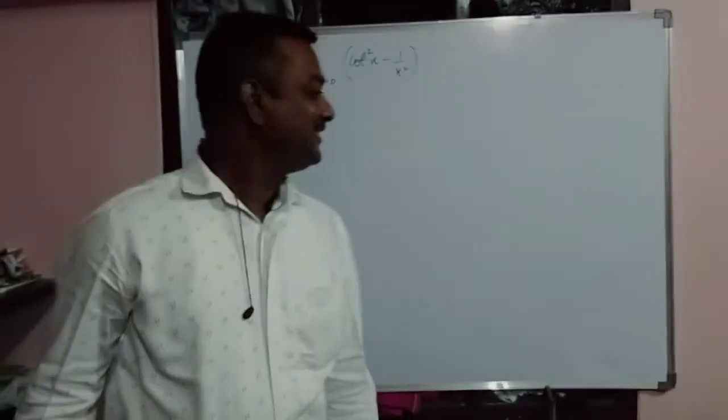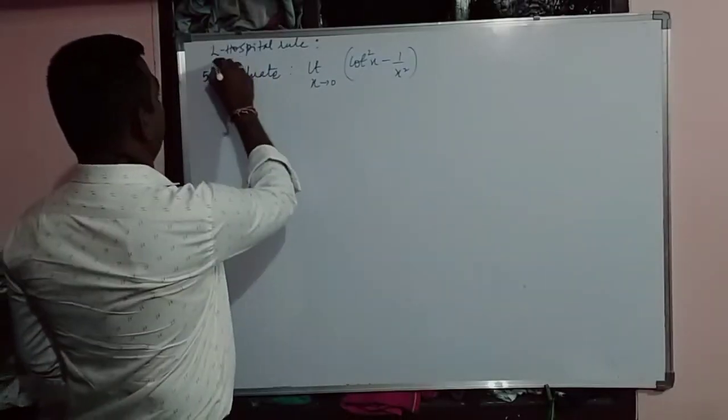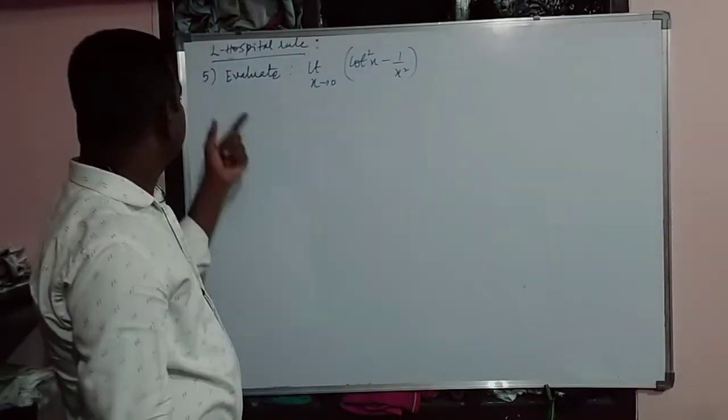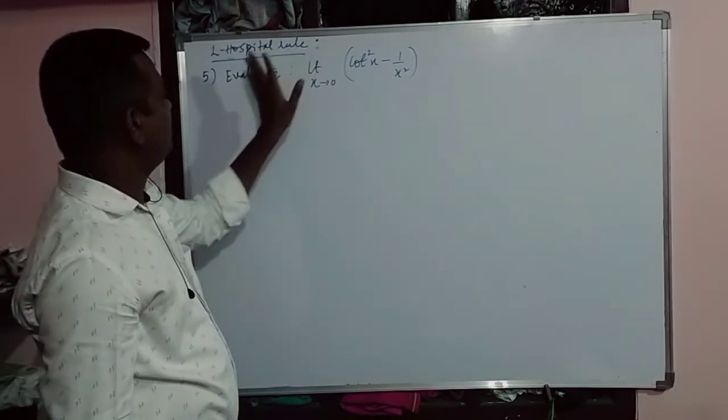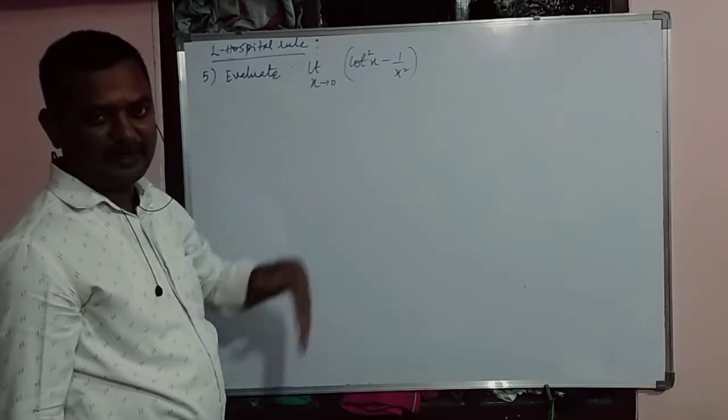Good evening, students. Now, in the series of lectures on L'Hospital rule, in this video, we are going to discuss the evaluation of limits which take indeterminate form by using L'Hospital rule. Evaluate the limit of cot square x minus 1 by x square as x tends to 0. Okay, so let us solve this example, students.